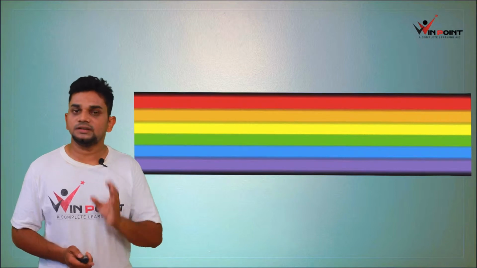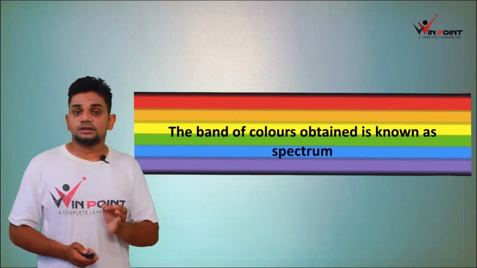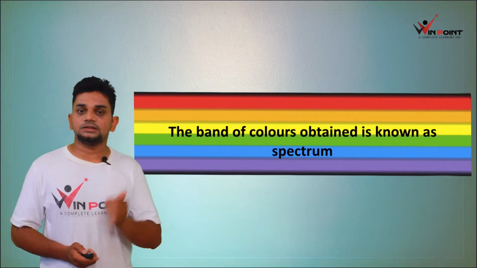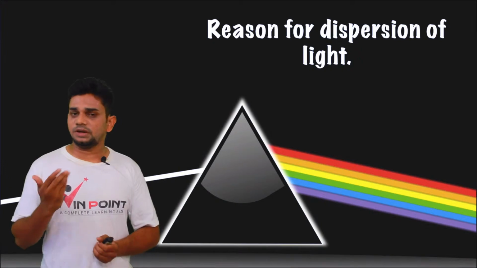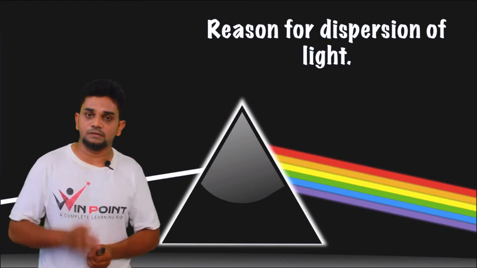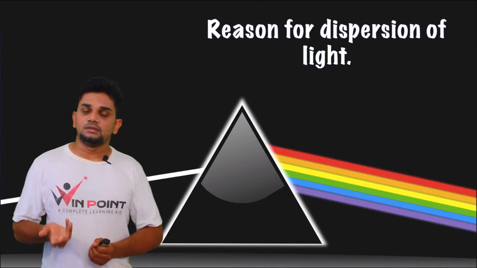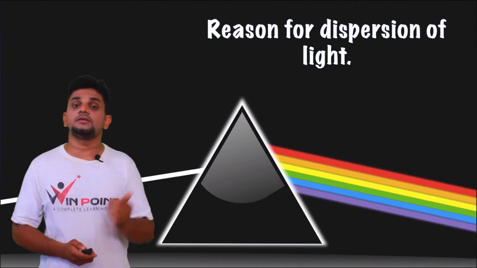Spectrum. So what do you mean by spectrum? The band of colors obtained after dispersion is known as spectrum. Now, the reason for dispersion of light. What is the reason for the dispersion of light? Why is dispersion happening when light is passing through a prism? Now we are going to discuss the reason for dispersion.